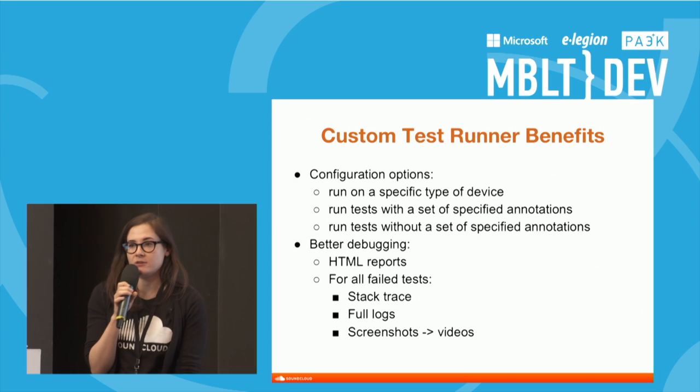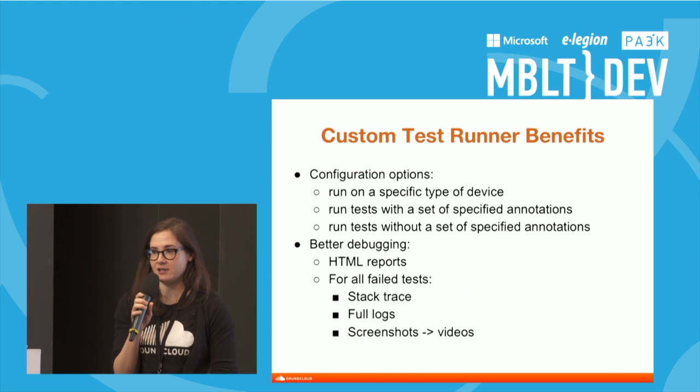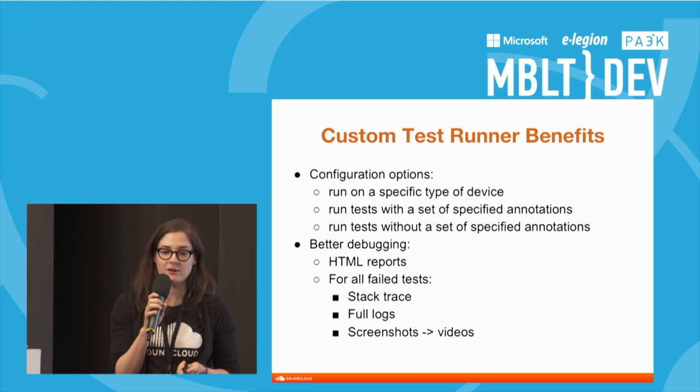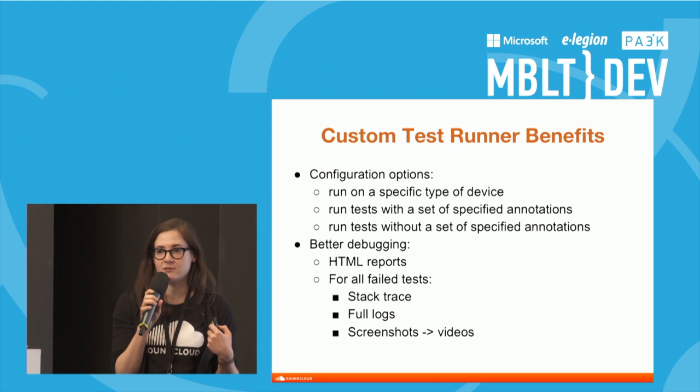In addition to the time savings, we also have a few other benefits. You can specify some run configurations. Say you only want to run on a specific type of device, whether that be an OS version or a handset type. You can also specify a list of annotations that you only want to run, so it's an easier way to run a specific collection of tests. You can also specify a set of annotations that you don't want to run. So if you have a set of broken tests or a feature is no longer enabled, you can quickly disable those tests by specifying them by annotation.